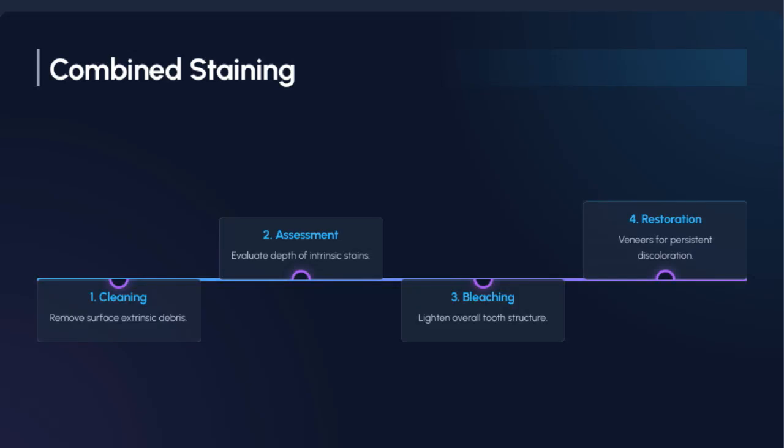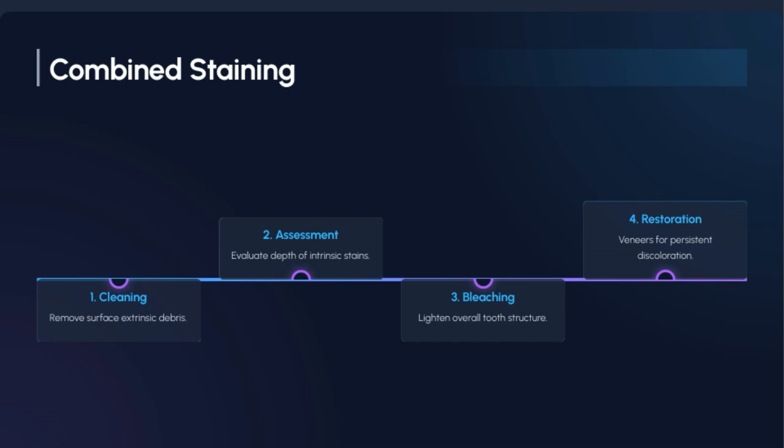Let's walk through the process of managing combined staining, especially in cases of persistent discoloration. First, we start with cleaning, removing surface extrinsic debris to get a clear view of the tooth's actual stain. This step is crucial because surface deposits can mask underlying color issues. Next, we evaluate the depth of intrinsic stains, which are embedded within the tooth structure. Understanding how deep these stains go helps us determine the most effective approach.